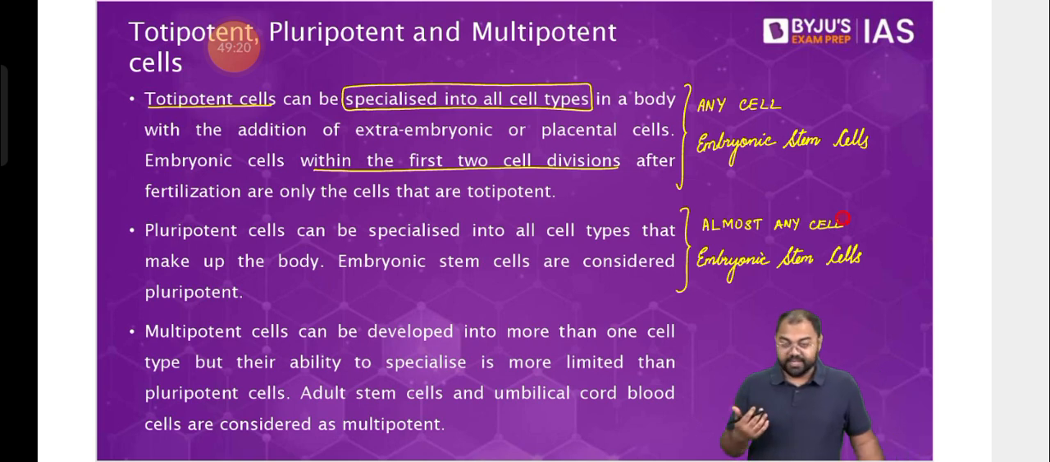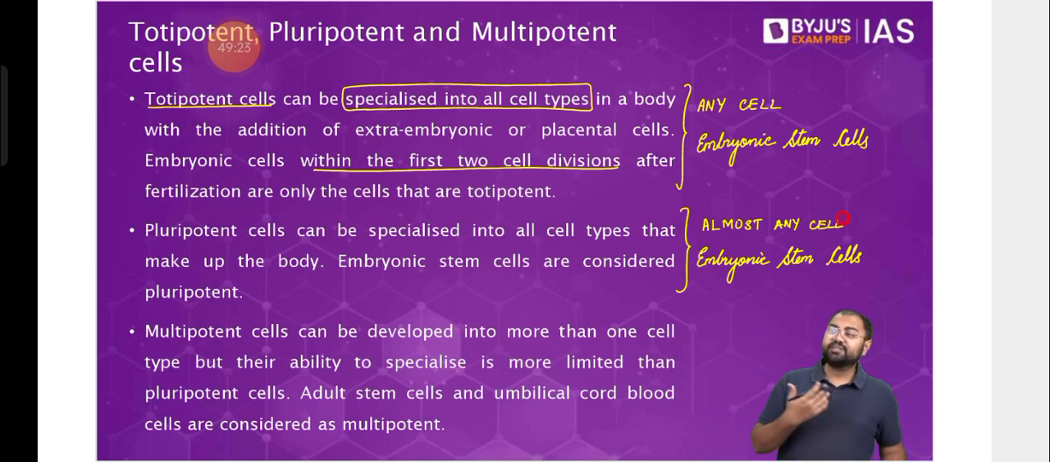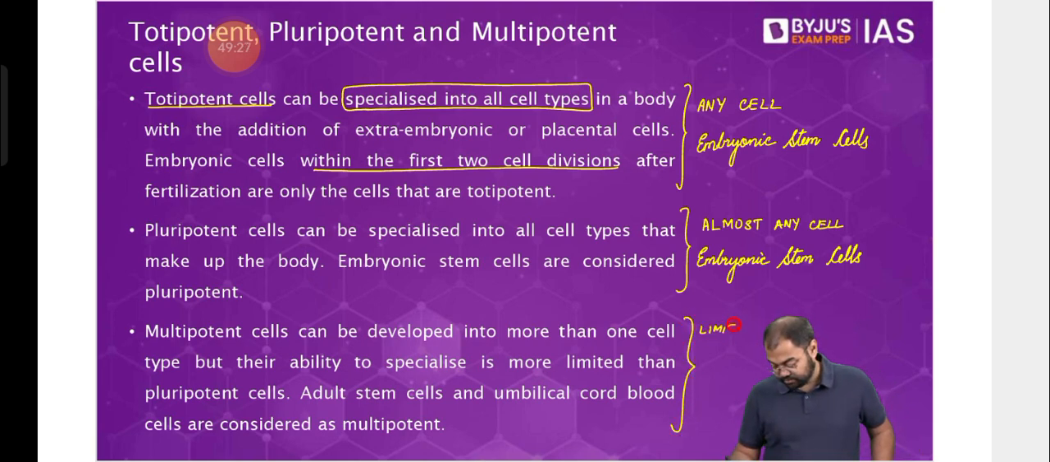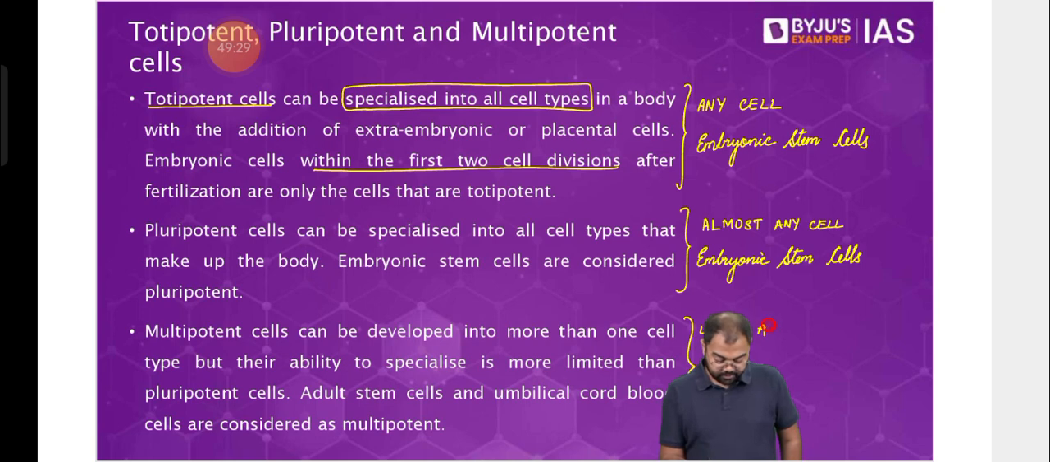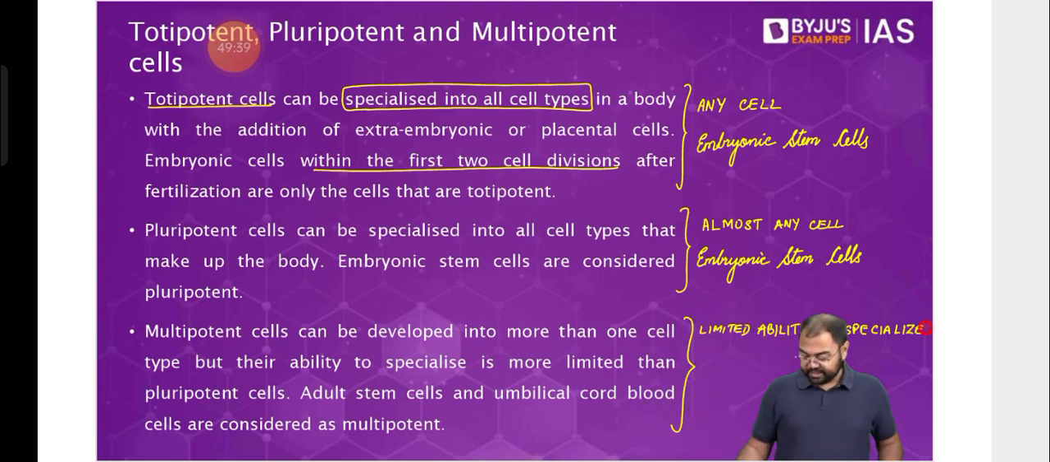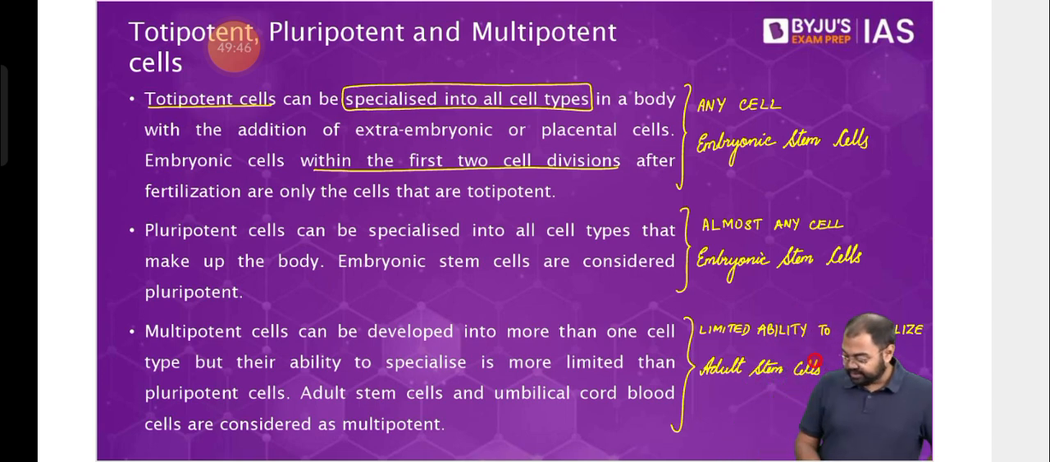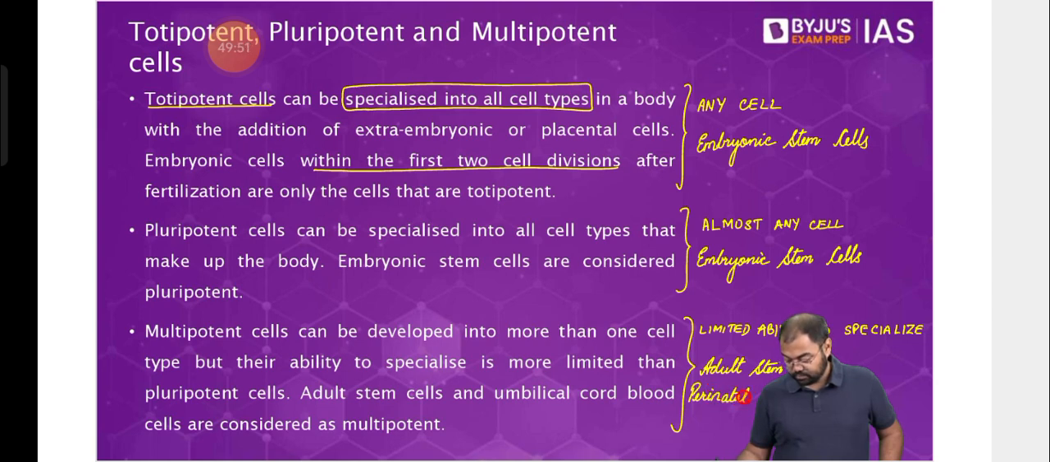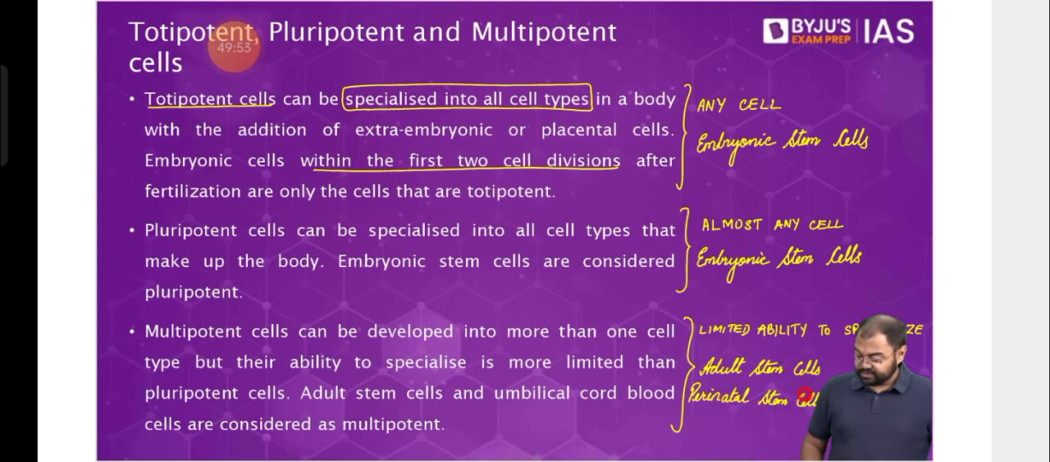Now after this we have multipotent cells. Multipotent cells have a limited ability to specialize. They cannot really just specialize into anything. They basically have two origins, two areas from where they can be extracted. They can either be adult stem cells, which are not being derived from the embryos anymore, or we have something called perinatal stem cells.